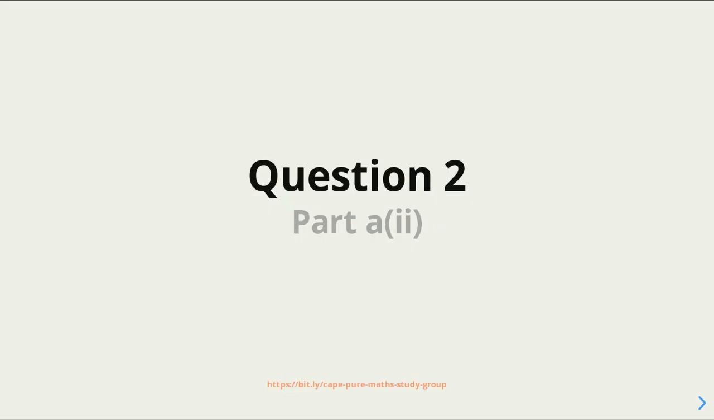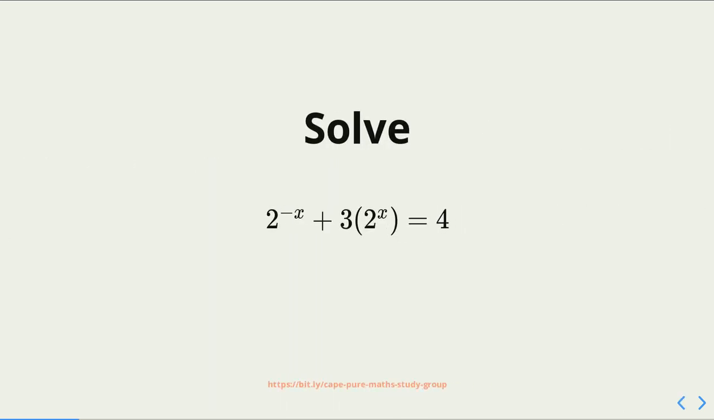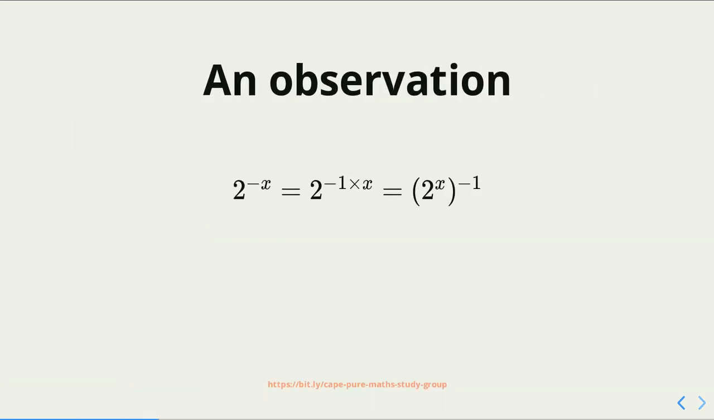Okay, so today we're going to tackle question 2, part A, part 2. In this question, we need to find all the values of x for which 2 to the negative x plus 3 times 2 to the x is equal to 4. Notice that 2 to the negative x is equal to 2 to the negative 1 times x, which is equal to 2 to the x all raised to the power of negative 1.